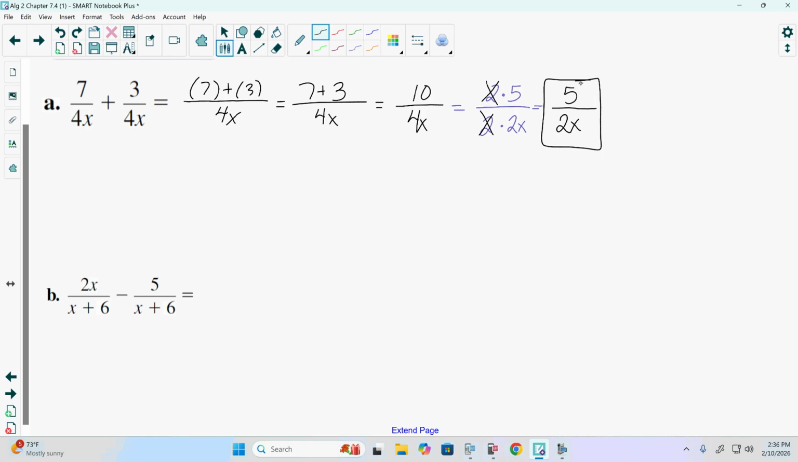And this works because we can rewrite the top and bottom as a product, as multiplication with that 2 over 2, giving us 2 over 2 times 5 over 2x. 2 over 2 reduces to 1, leaving us with our 5 over 2x. Questions on this here? The reason this works well is because it was a product. Questions on A before we look at B? We're ready to look at B.